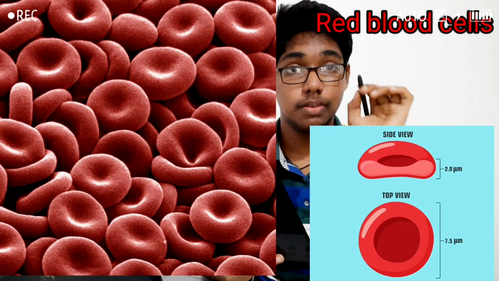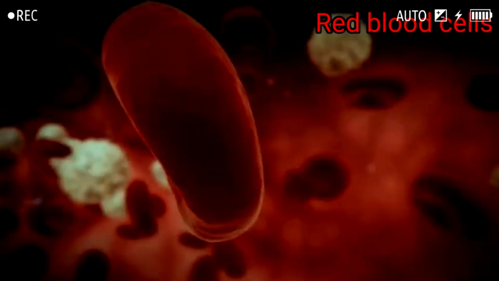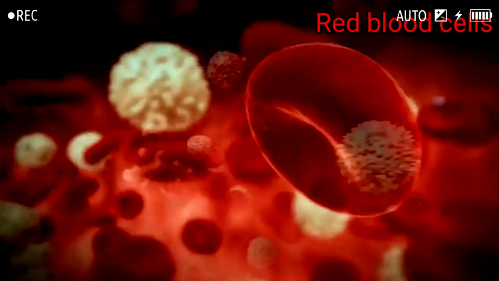And also, this is a biconcave disc-like cell which is formed in red bone marrow. It lacks a nucleus to provide a large surface area to absorb more and more oxygen. Next, the white blood cell. This is a type of corpuscle which is larger than the size of a red blood cell, but present in a smaller amount than the red blood cells.